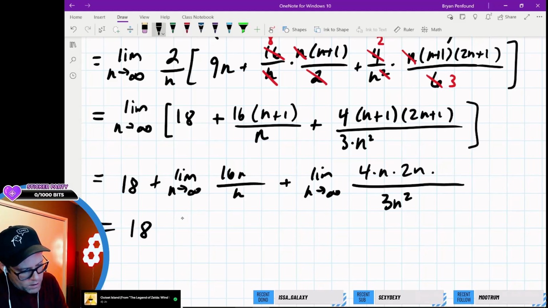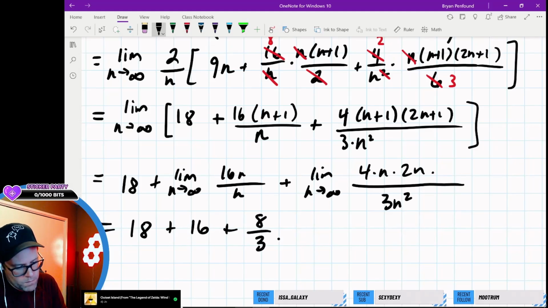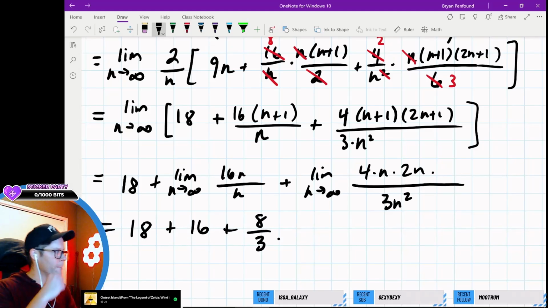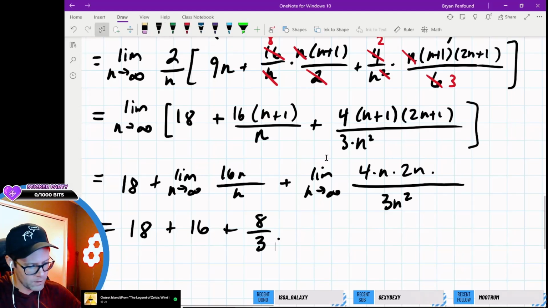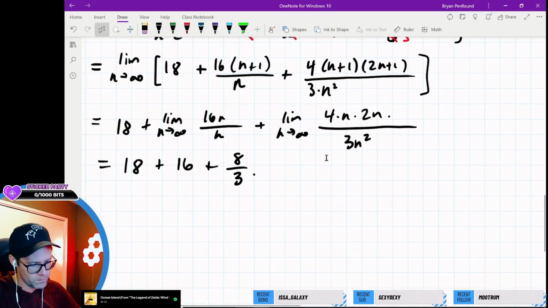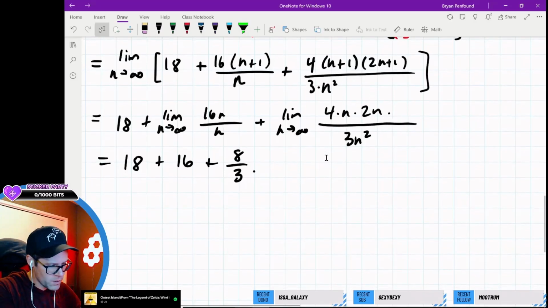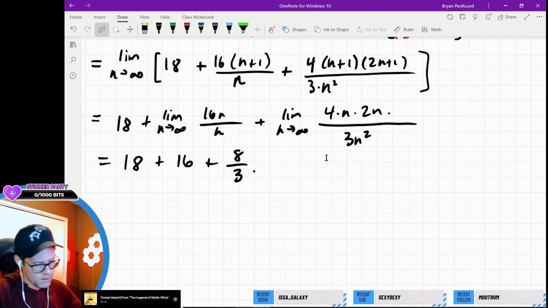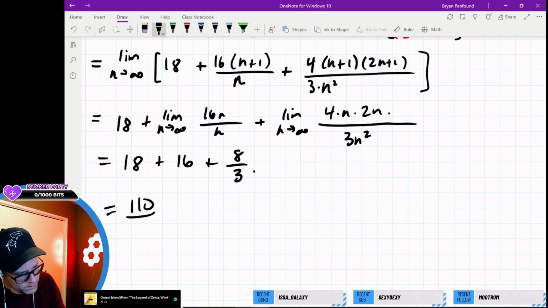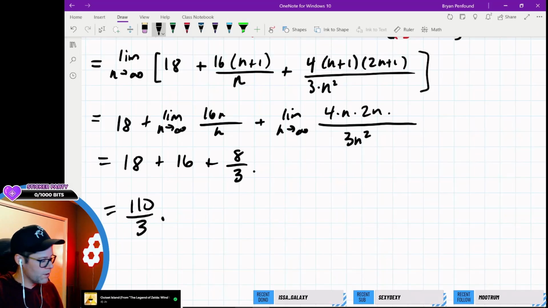So we should be getting something like 18 plus 16 plus 8 over 3? Does that seem right? Oh my gosh, up to i to the power of 5? That would be so painful. All right, this should come out to be a reasonable number. So 18 plus 16 plus 8 over 3? 110 over 3.